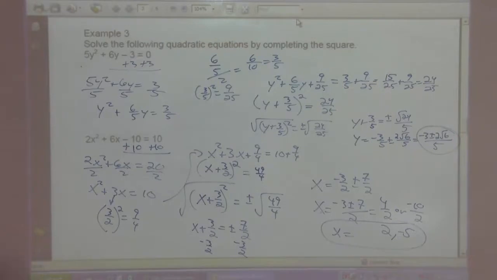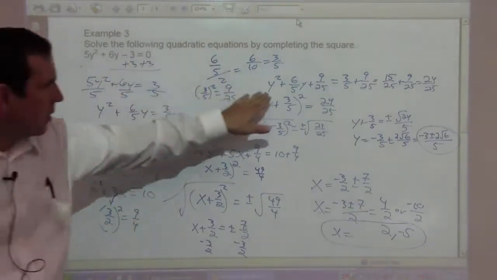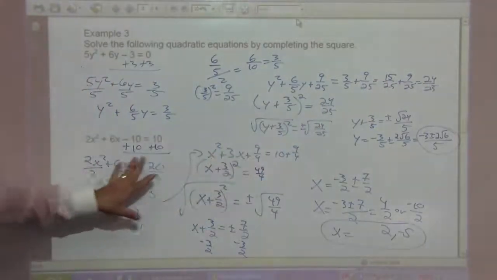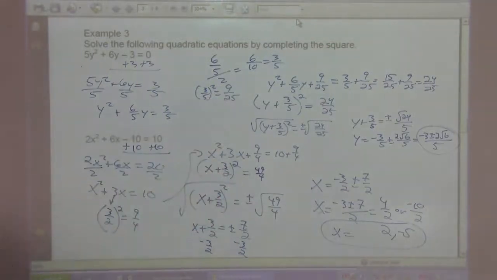So that is completing the square. We've completed the square, making perfect square trinomials right here, becomes that. Made a perfect square trinomial here, it becomes that. And then we can take the square root. So I'm going to move on to the next concept, so feel free to pause this if you need to.